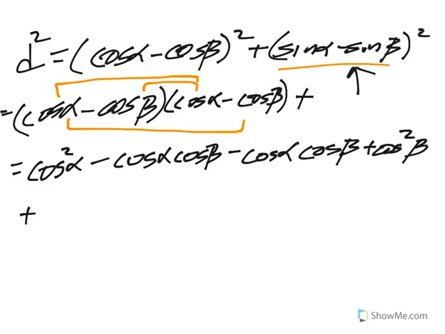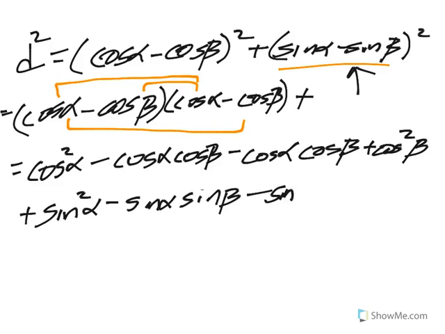Identical thing going on with this other piece. So that one, when I square it, is going to be sine squared alpha minus sine alpha sine beta minus sine alpha sine beta again, and then plus sine squared beta. What's great about these expressions is a lot is going to simplify. I know it's a lot of terms. It's what, 1, 2, 3, 4, 8 terms altogether.